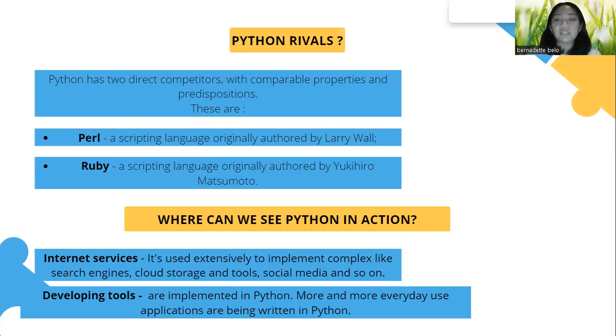Where can we see Python in action? We see it every day and almost everywhere, like in internet services. It is used extensively to implement complex services like search engines, cloud storage and tools, social media, and so on. Developing tools are implemented in Python, and more and more everyday use applications are being written in Python.